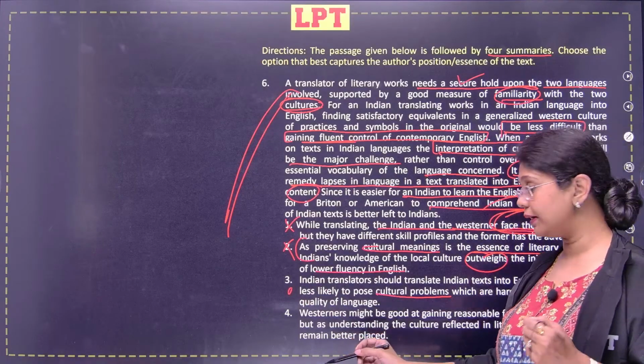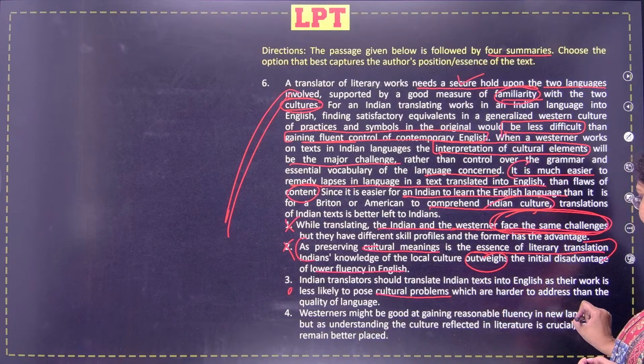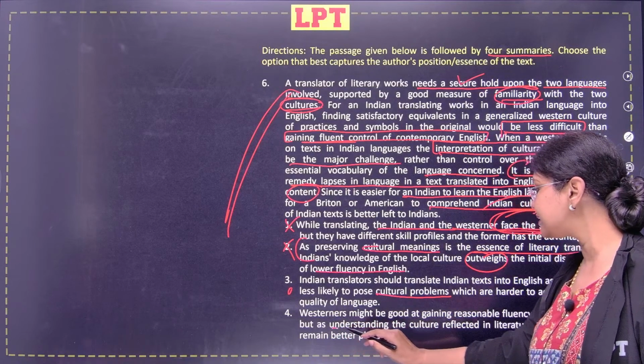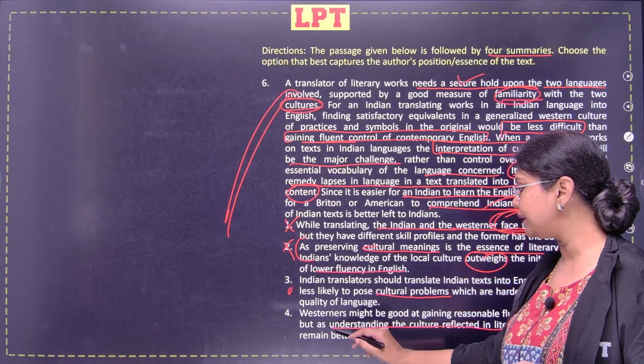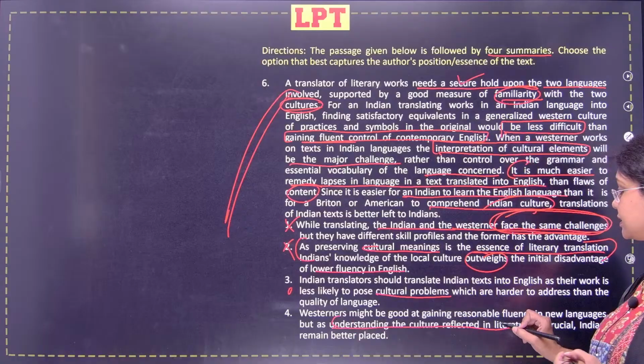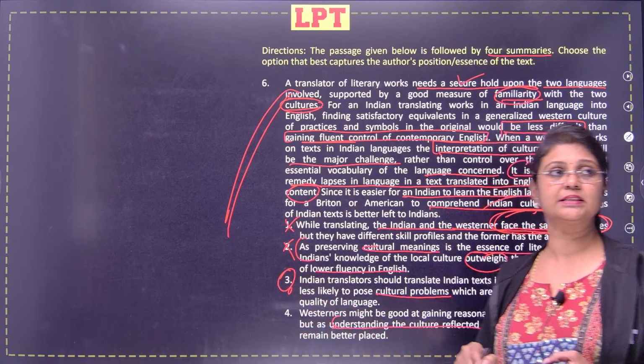Let's also evaluate fourth. It says, Westerners might be good at gaining reasonable fluency in Indian languages, but as understanding the culture reflected in literature is crucial, Indians remain better placed. Well, the author does not support this idea here. So if you compare 3 and 4, 3 forms the best answer.